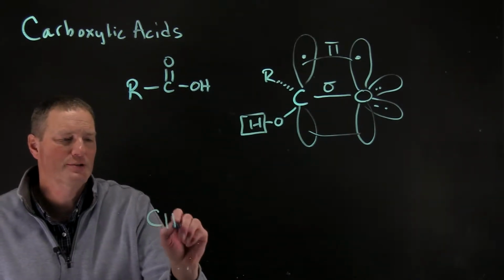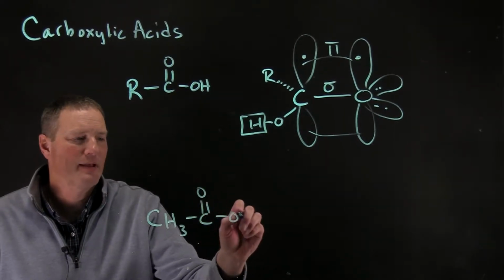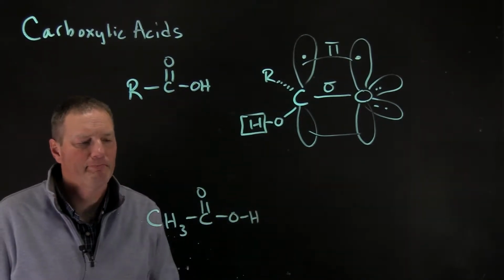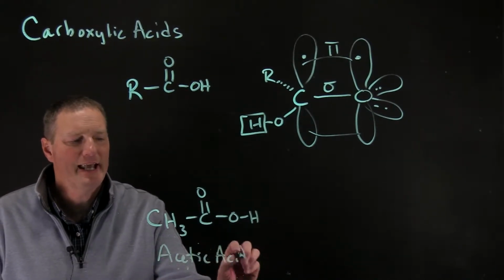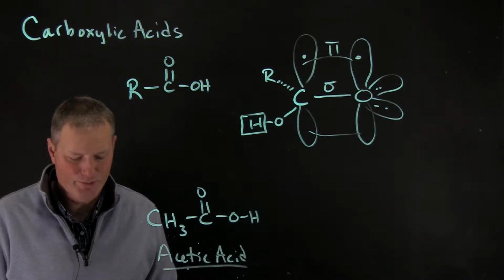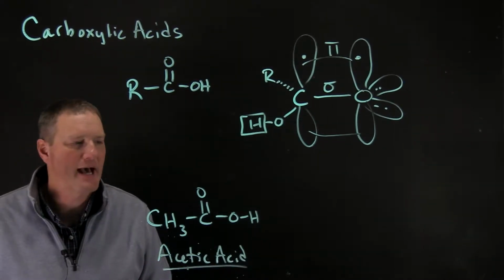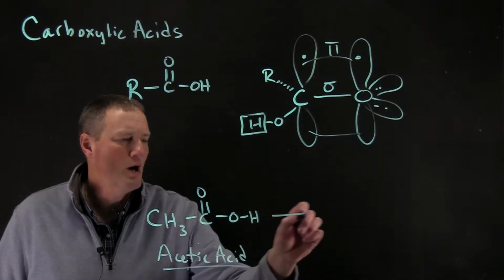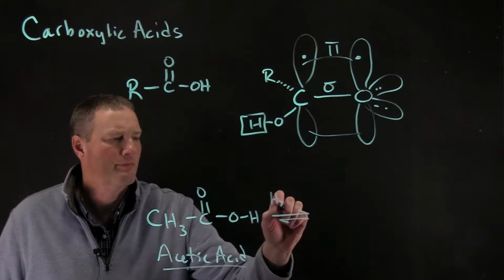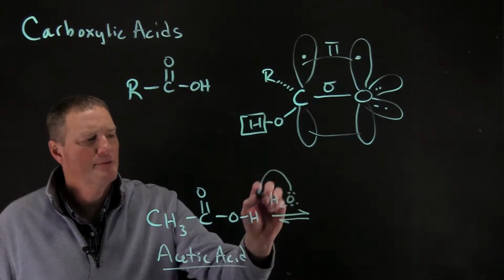So I'm going to redraw this. Let's just actually use a real carboxylic acid. Let's use acetic acid. By the way, acetic acid is such a common acid, you really should know the name and structure of this one. It's the 2-carbon carboxylic acid. So it turns out that if you put this into water, the following acid-base reaction can occur.